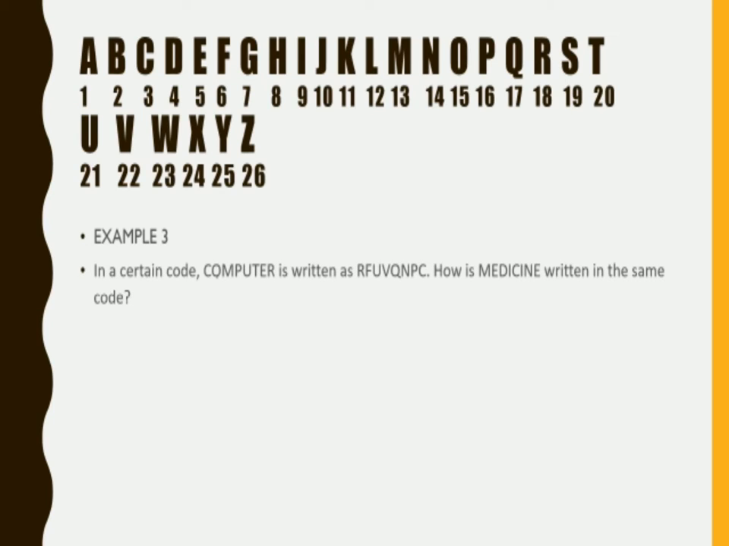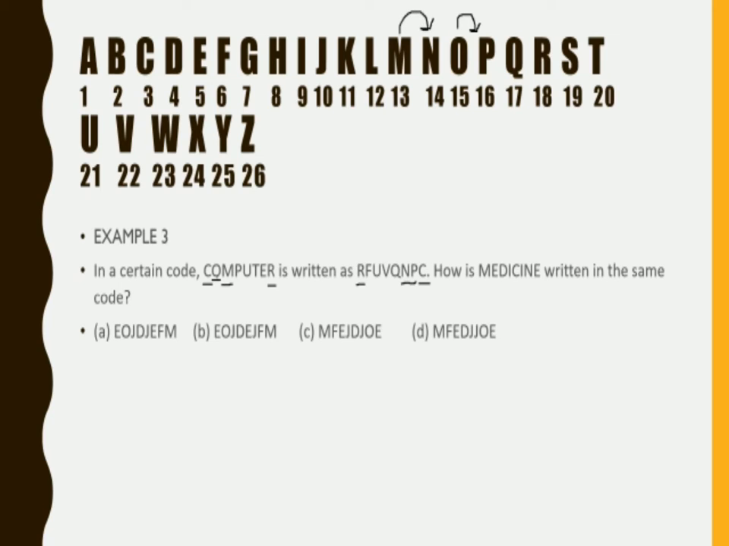Let us move on to the next type. Consider this example. In a certain code, computer is written as RFUVQNPC. How is medicine written in the same code? Consider this word computer. The first letter and the last letter are written as it is but in the reversed order. For the second letter O, it is replaced with P, which is the next letter of O. And the third letter M is replaced with N, which is the next letter.